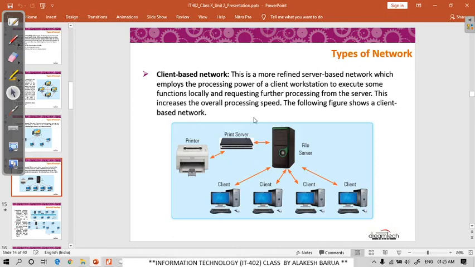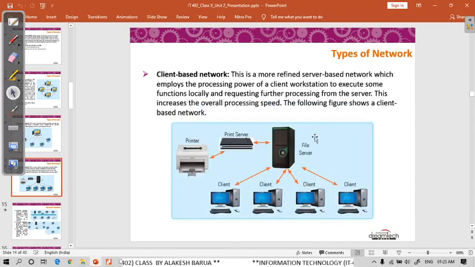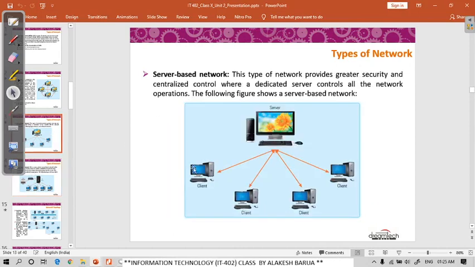Okay, so this is known as a client-based network, and this type of network where the server dictates everything, the server controls all the network operations, this is known as a server-based network. Task completion and task execution is very different in these networks. Here, let's say you are watching a movie, then the movie has to be played by the server for you to watch it in a client.